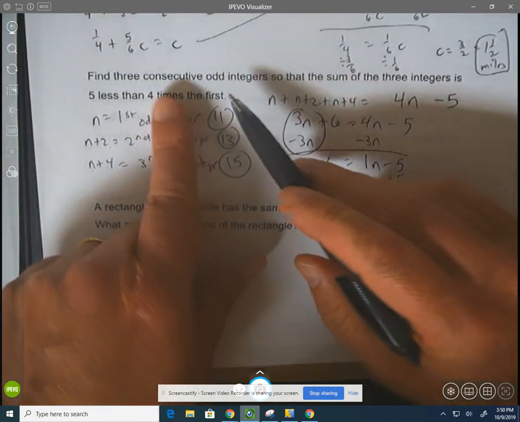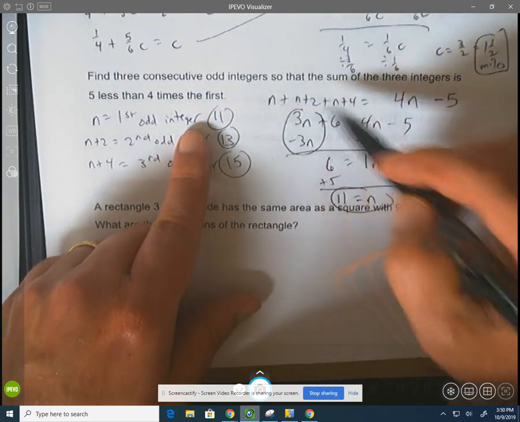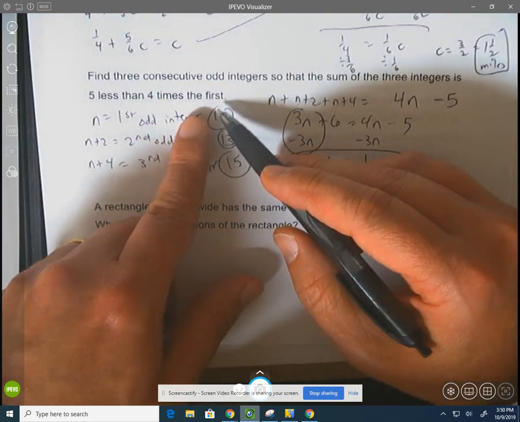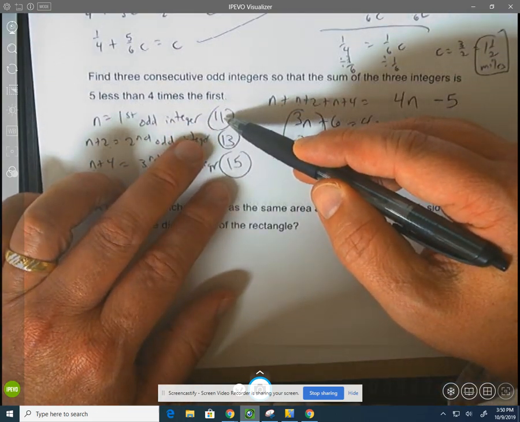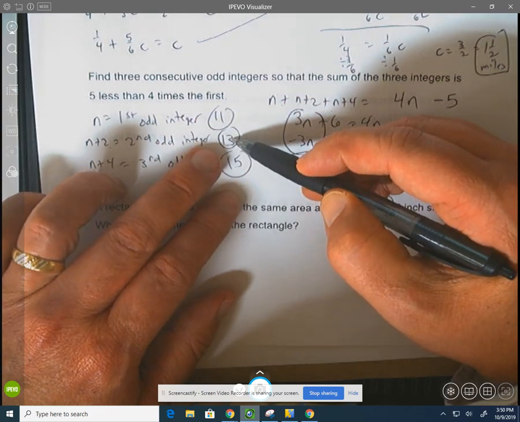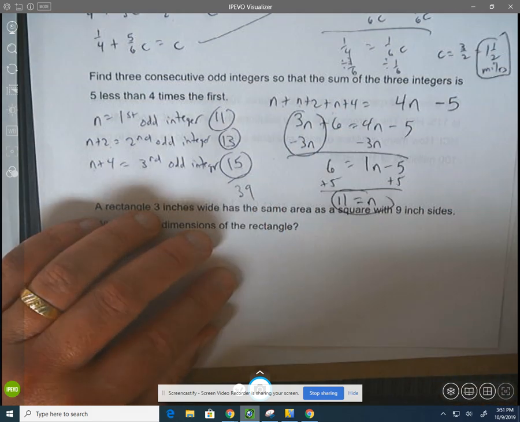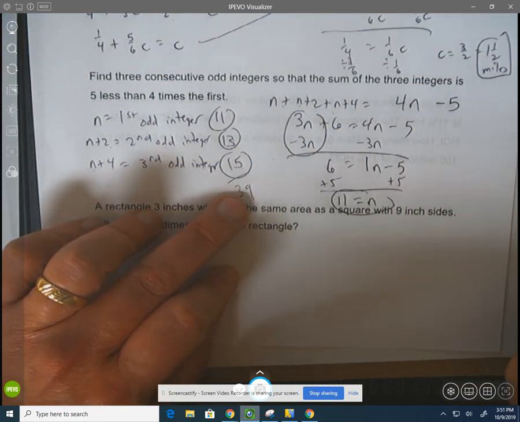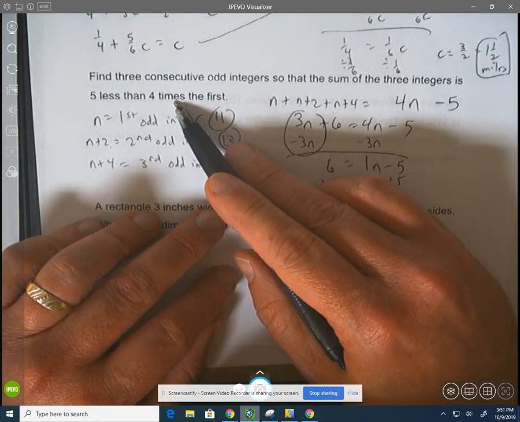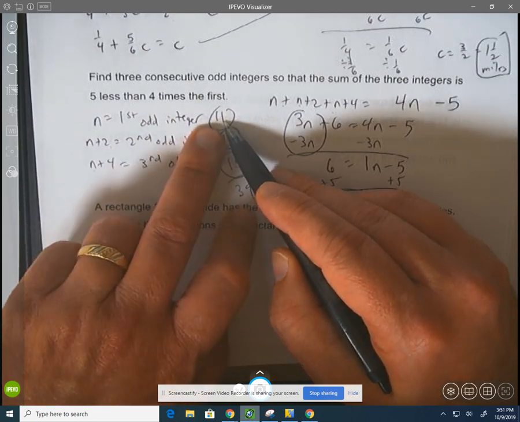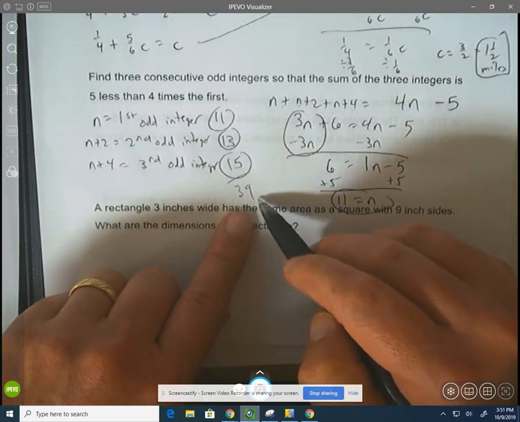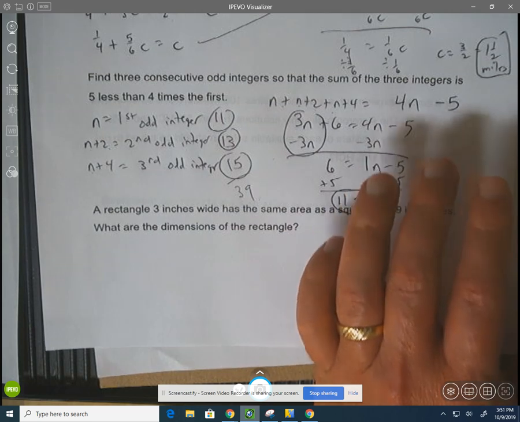And now I just like to check this out. Does the sum of these equal 5 less than 4 times the first? Let's see, the sum of these, 11 plus 13 is 24. If I add those up, I get 39. Let's see, 5 less than 4 times the first. 4 times 11 is 44. 5 less than that is 39.